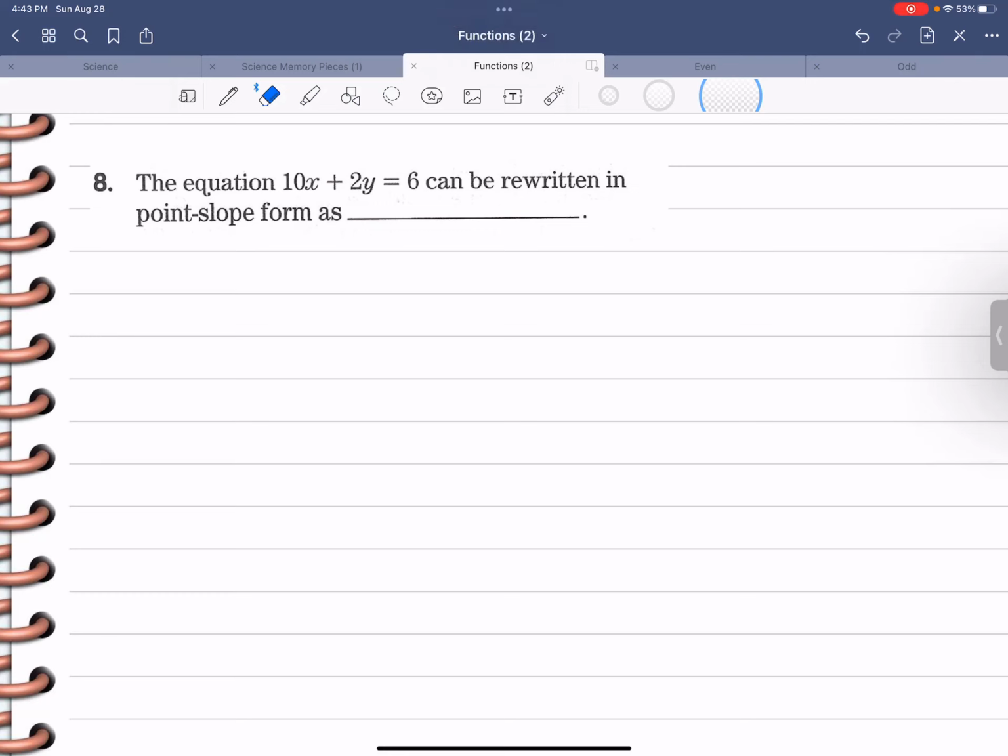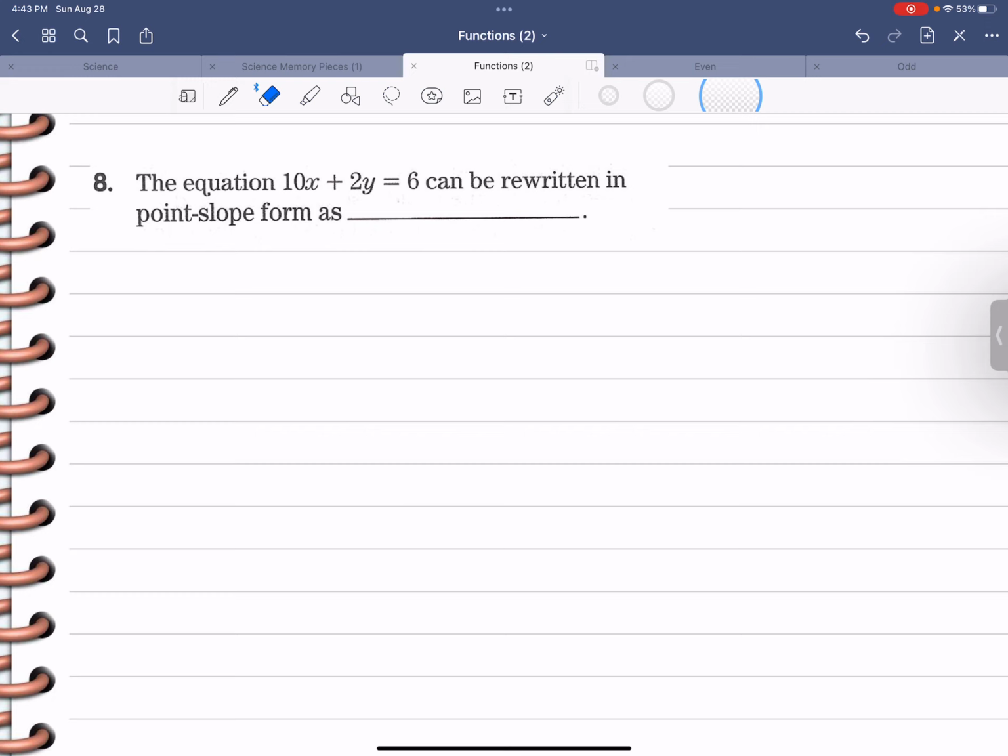I am still on page 180, and I'm on number 8. Of all the problems we've worked to this point, this is my least favorite problem. I believe the answer in the back is a misprint because the statement says the equation can be rewritten in point-slope form as blank.